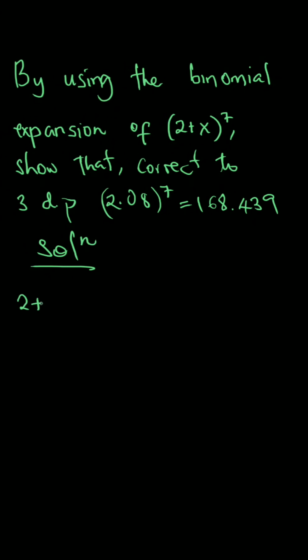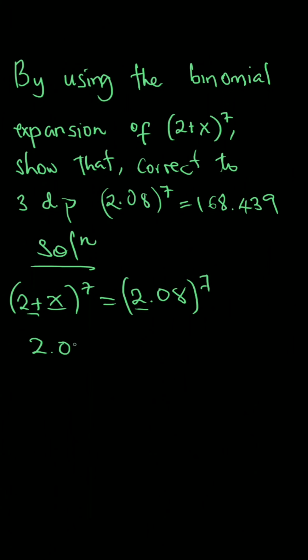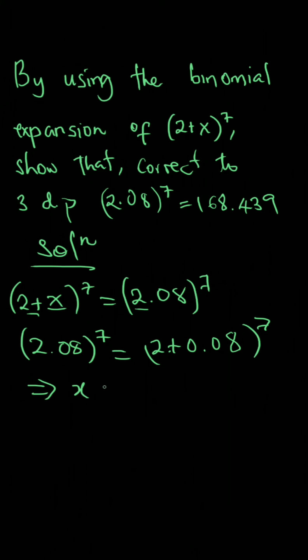So (2 + x)^7 is just the same as 2.08. The only thing that we have is not knowing the value of x. So what we know is that 2.08 raised to the power 7 can still be written as 2 plus 0.08, as it will give us the same 2.08. So in this case, our x is the number which is added to the 2, which is 0.08.